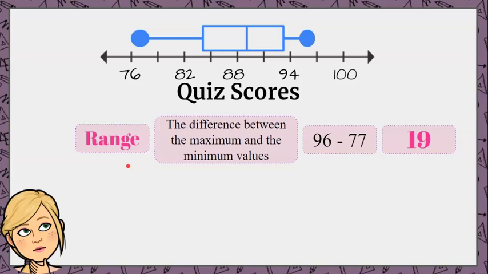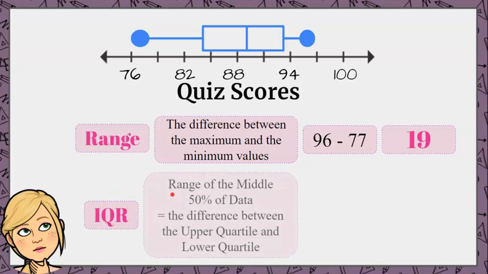Then we talk about our middle 50% of our data, and that's referred to as the IQR. Interquartile range. So our interquartile range is the 50% of the middle of our data. So 50% of the students scored inside this box. We had 25% above it and 25% of the students below it.